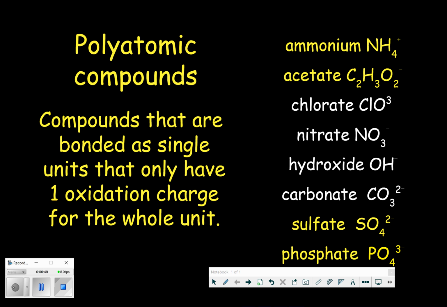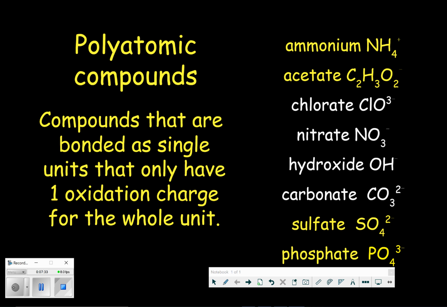This one is acetate. Acetate is C2H3O2, and it has a -1 charge. Chlorate is ClO3, and it has a -1 charge. Nitrate is NO3, and it has a -1 charge. Hydroxide is OH, and it has a -1 charge. Carbonate is CO3, and it has a -2 charge. Sulfate is SO4, and it has a -2 charge. Phosphate is PO4, and it has a -3 charge.